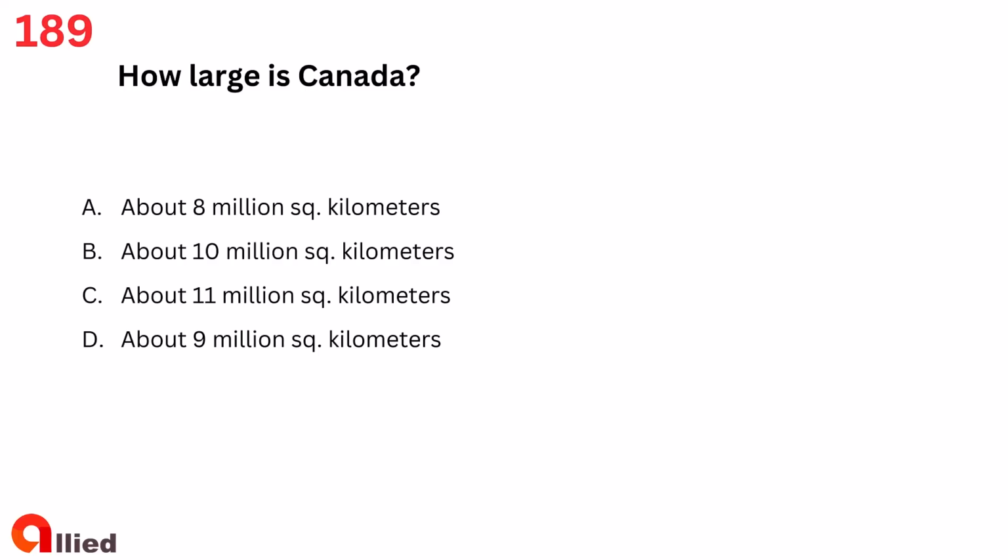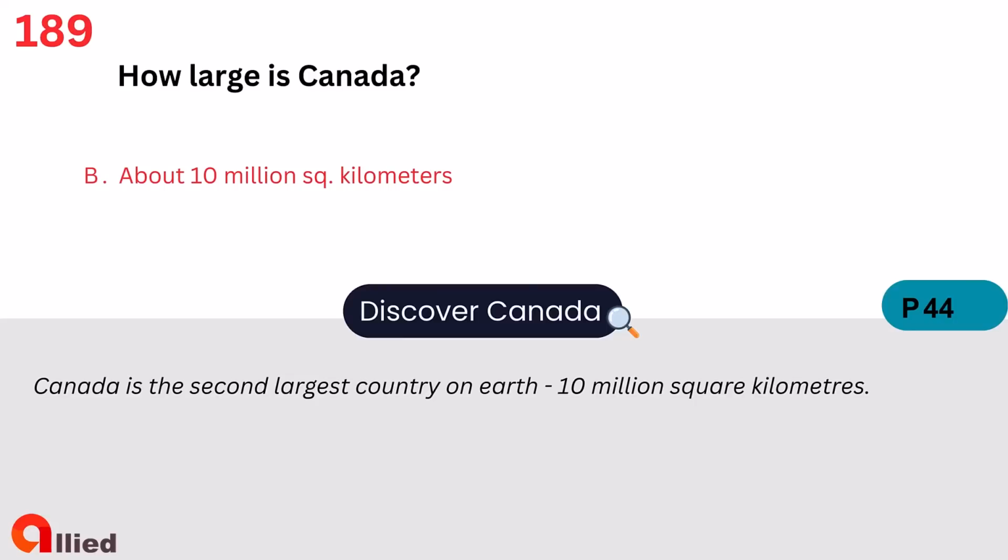Question 189. How large is Canada? A. About 8 million square kilometers. B. About 10 million square kilometers. C. About 11 million square kilometers. D. About 9 million square kilometers. The answer is B. About 10 million square kilometers.